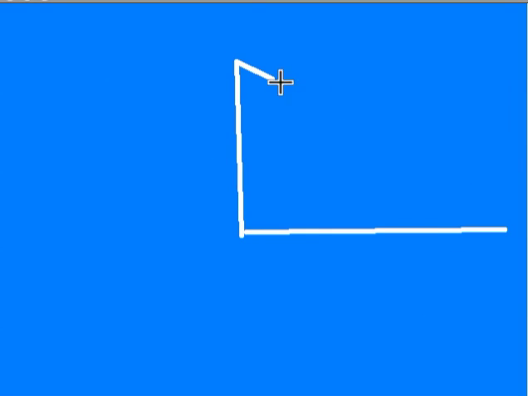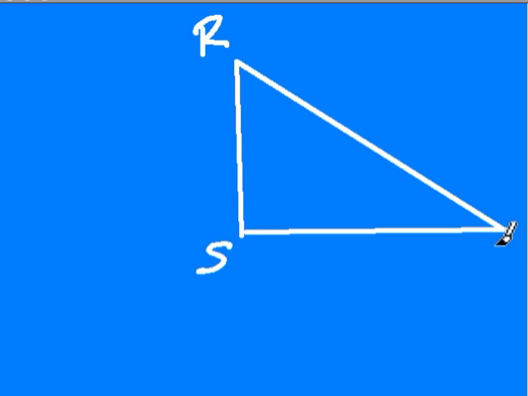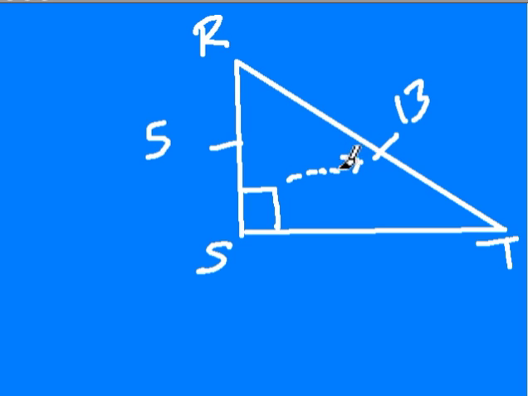A right triangle is lying on its side, and let's call the points R, S, and T, and we'll label this side as 13 and this side over here is 5. If we put our right angle right here, that means that 13 is the hypotenuse because it's across from the right angle, and these other two sides are our legs. So we have a leg here and a leg here.